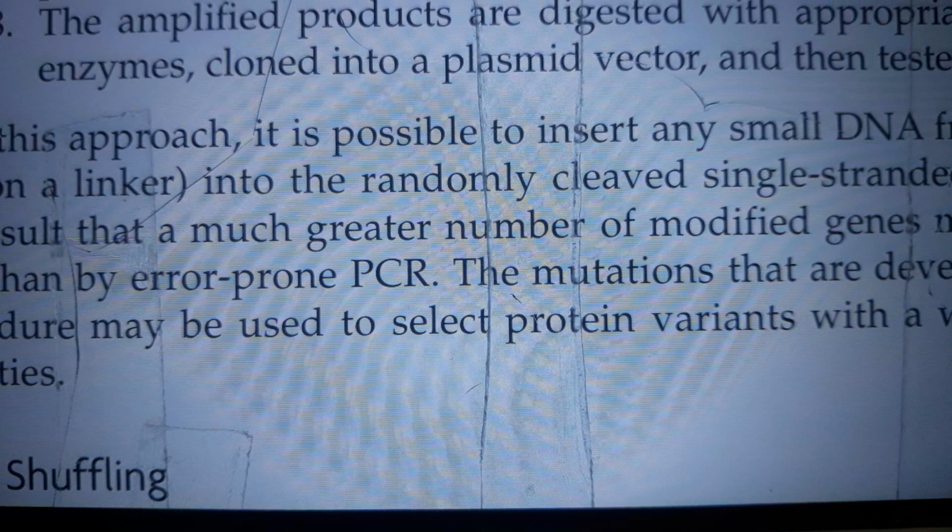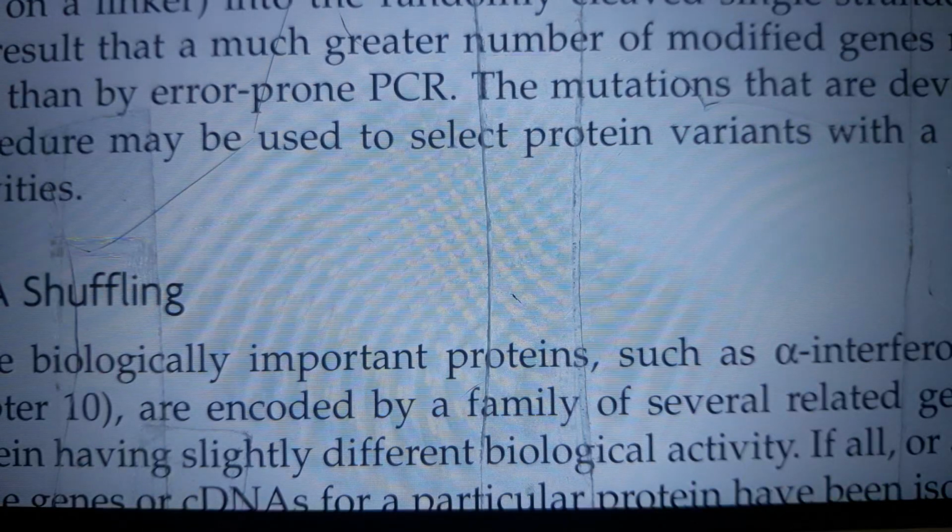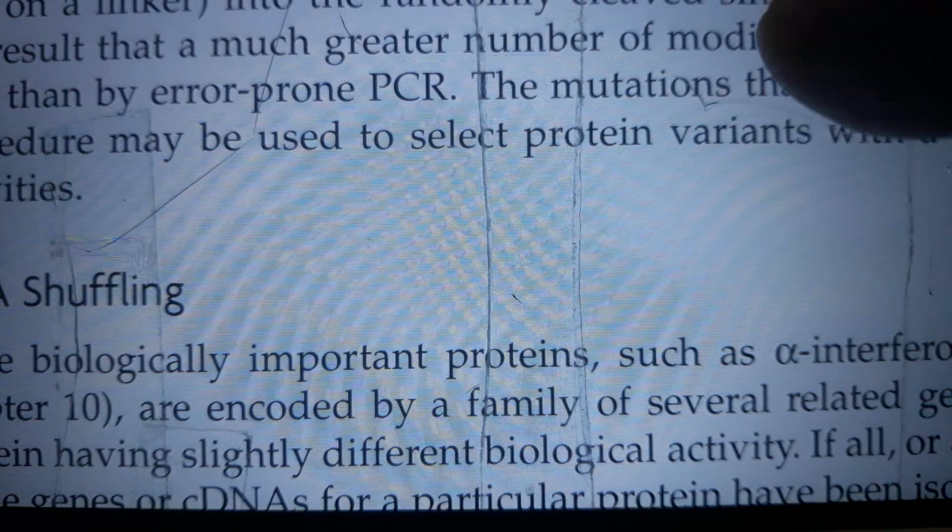The amplified products are digested with appropriate restriction enzymes, cloned into a plasmid vector, and then tested for activity. With this approach, it is possible to insert any small DNA fragment carried on a linker into the randomly cleaved single-stranded DNA, with the result that a much greater number of modified genes may be generated than by error-prone PCR. The mutations that are developed by this procedure may be used to select protein variants with a wide range of activities.